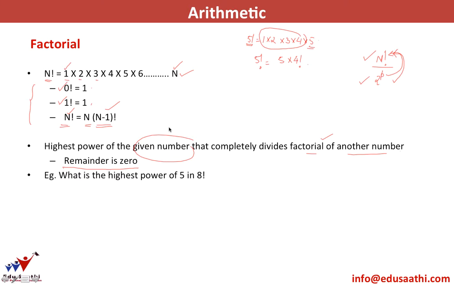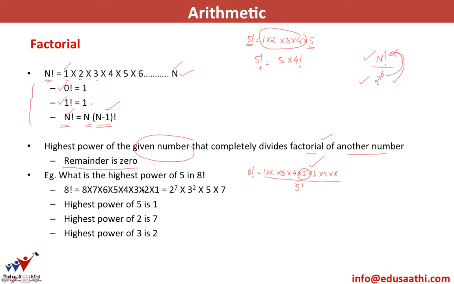Now for example, what is the highest power of 5 in 8 factorial? That is the question that I have. If I write down 8 factorial as 1 into 2 into 3 into 4 into 5 into 6 into 7 into 8, and look at all the 5s, there's only one 5 that I have. So if I have to divide it with 5, I can only divide it once. Thus the highest power of 5 in 8 factorial is 1.